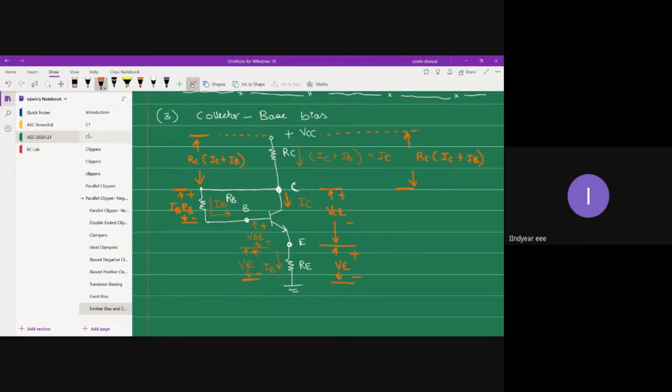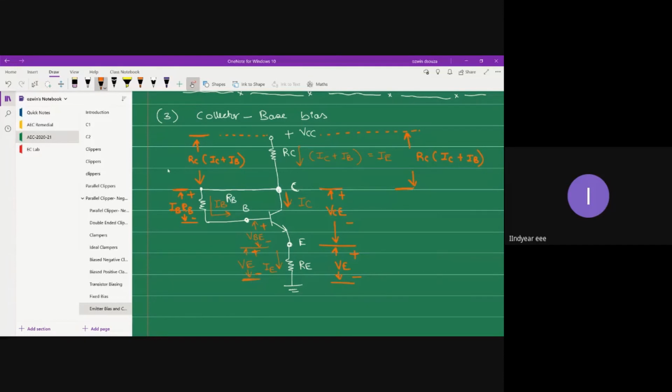Now, in collector base bias, I will not construct the equivalent circuit. That's because if I construct an equivalent circuit, instead of getting the easy KVL equations, we will end up getting complicated KVL equations. So that's the reason, as stated, I am trying to apply KVL.